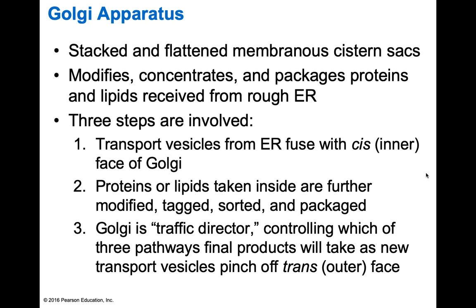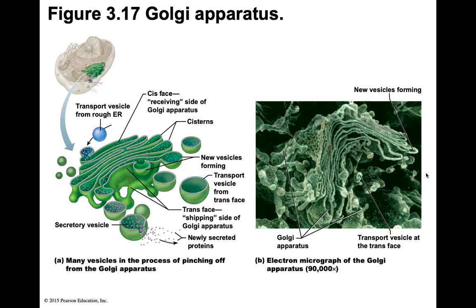We have transport vesicles from the endoplasmic reticulum that are going to fuse with the interface called the cis face of the Golgi. Then our proteins and lipids are going to be taken inside of our Golgi apparatus to be modified and, like I said, sorted and tagged. So they're getting extra receptors that are going to signal where they're supposed to go inside of the cell or outside of the cell. And then the Golgi is going to act as a traffic director to control the different pathways that these end products are going to take as they're leaving off of the trans or the outer face of the Golgi apparatus itself.